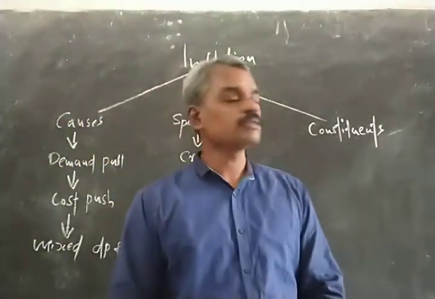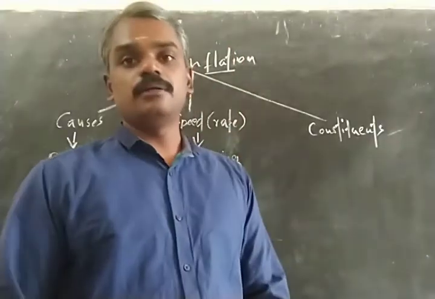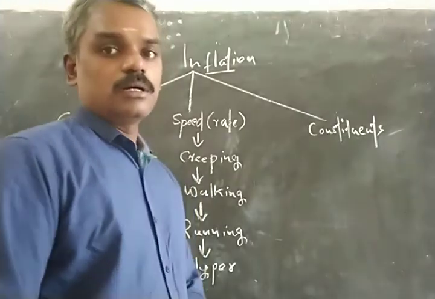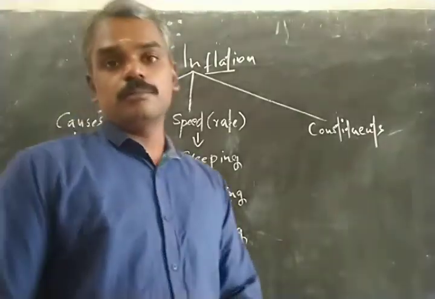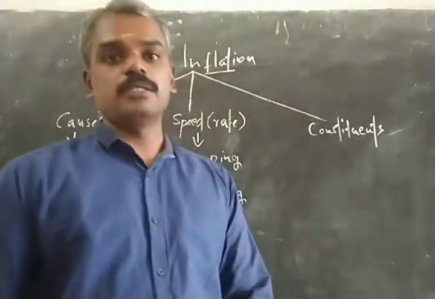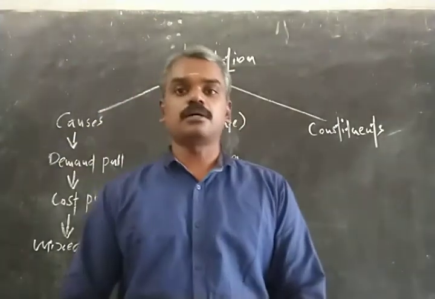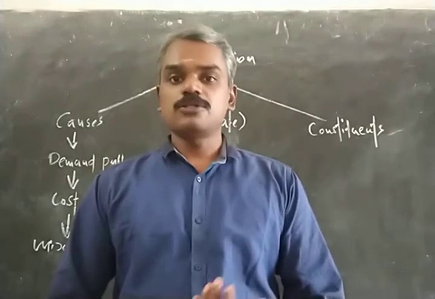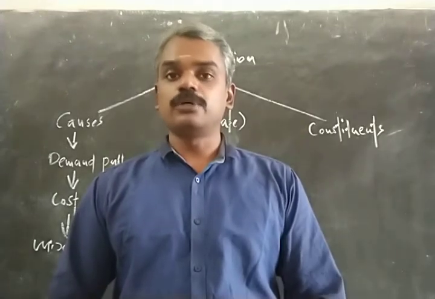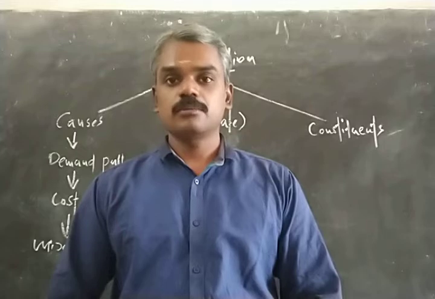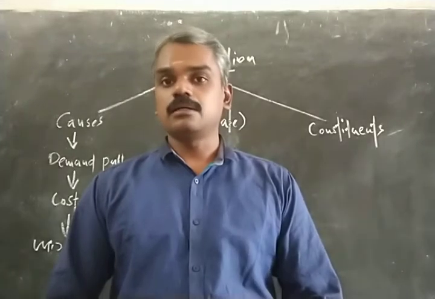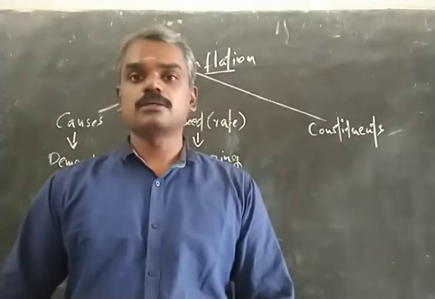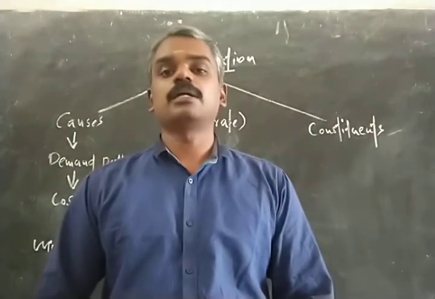hyperinflation. Then inflation has also been defined or divided on the basis of constituents of the price index. We have already seen that price index is a weighted average of the prices of a basket of commodities. So there are different constituents for a price index. It may include food articles, it may include energy, petroleum products. Okay, then it can include construction materials, it can include services, major services, that are used very commonly by the people.